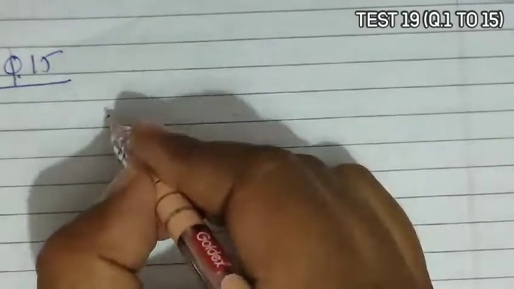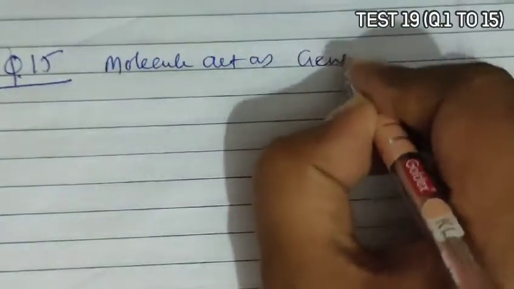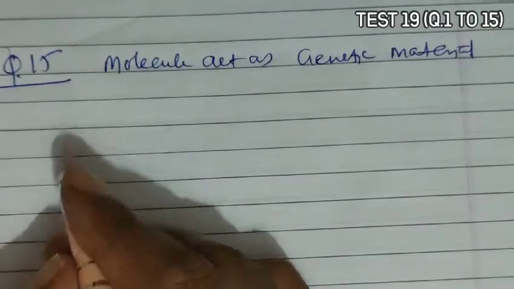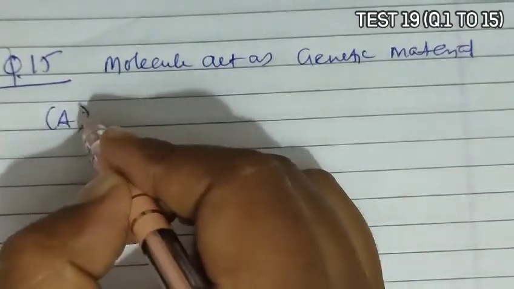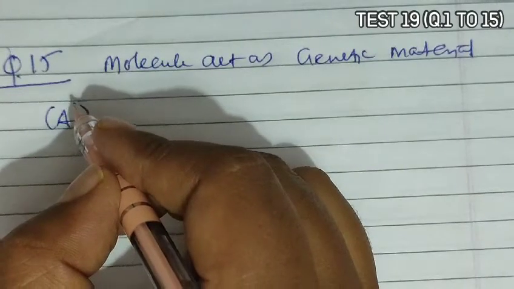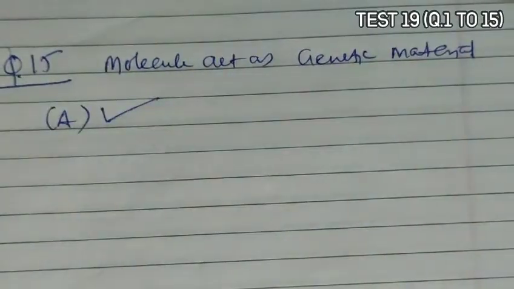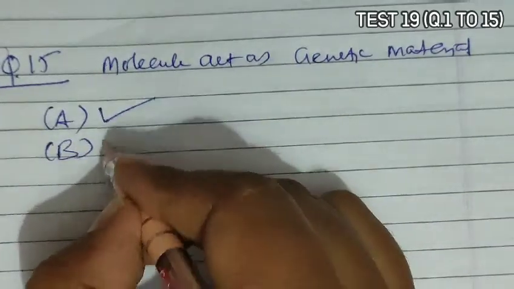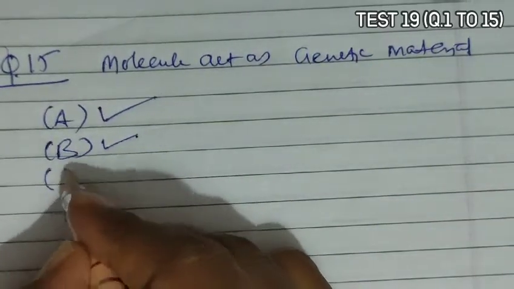Question 15 asks that a molecule that acts as genetic material must fulfill the traits given below except. Now A, it should be able to express itself in the form of Mendelian character. Yes, if the genetic material is DNA, then it should be able to express in the form of a Mendelian character. Option B, it should be able to generate its replica. Yes, it should be able to carry out replication.